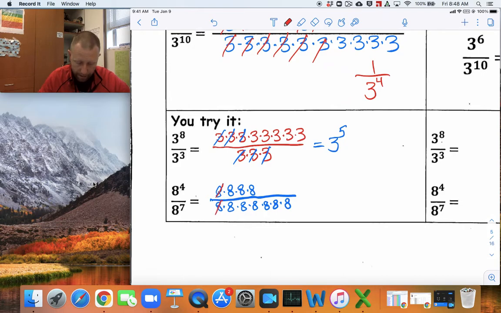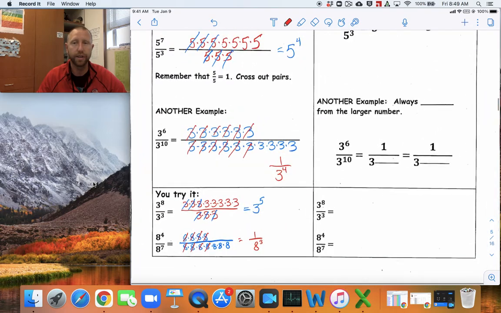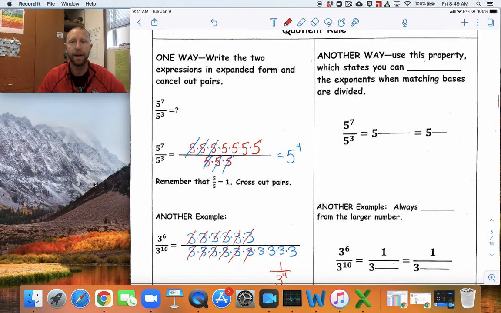8 over 8, that simplifies to 1. That simplifies to 1. That simplifies to 1. And that simplifies to 1. So now we have the 1 on top, and then 8 times 8 times 8 on the bottom is 8 to the power of 3, or 8 cubed.